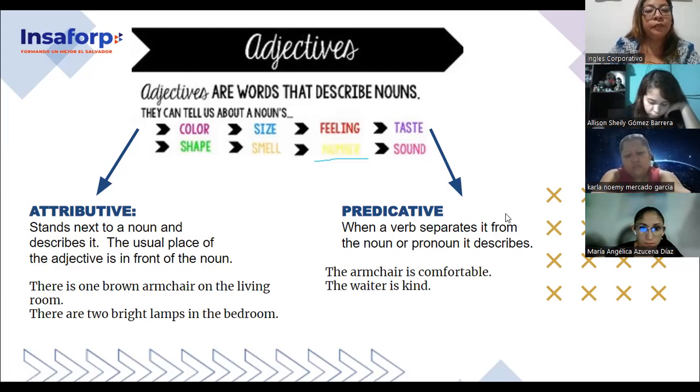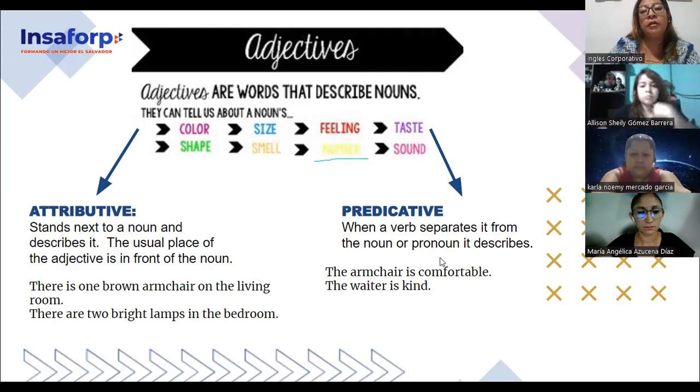It can also be separated by the verb to be. The armchair is comfortable. The waiter is kind. So here are more examples.